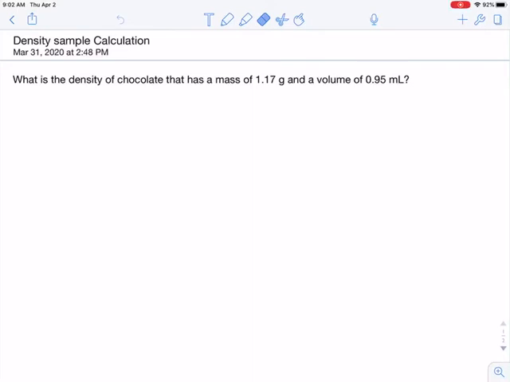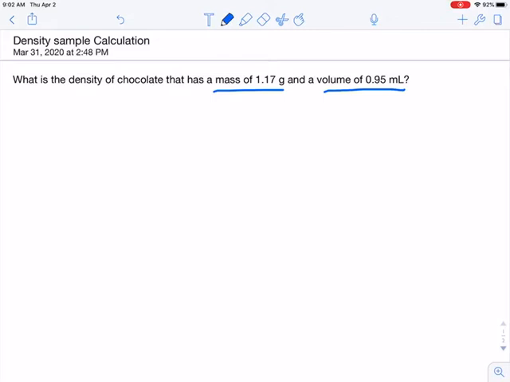Okay, so this will be a sample calculation for how to use the density formula to calculate density of a material. So in this case, we have a sample question: what is the density of chocolate that has a mass of 1.17 grams and a volume of 0.95 milliliters? So the first thing we always do when we are doing any kind of calculation, you should be shouting it out from the rooftops: list your variables.